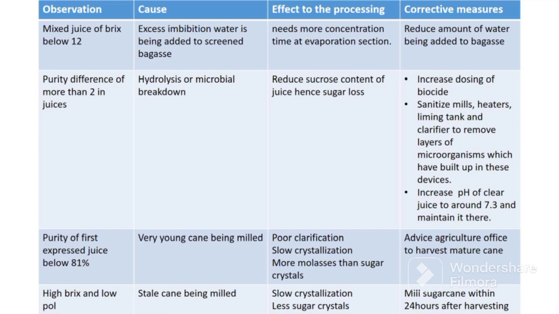So the corrective measure for this is to advise the agriculture office to harvest mature cane. Number four is when you get high Brix and low pol of first expressed juice. Sometimes you can get first expressed juice that has Brix of around 19 and pol of around 41.2. This automatically will give you low pol percent.